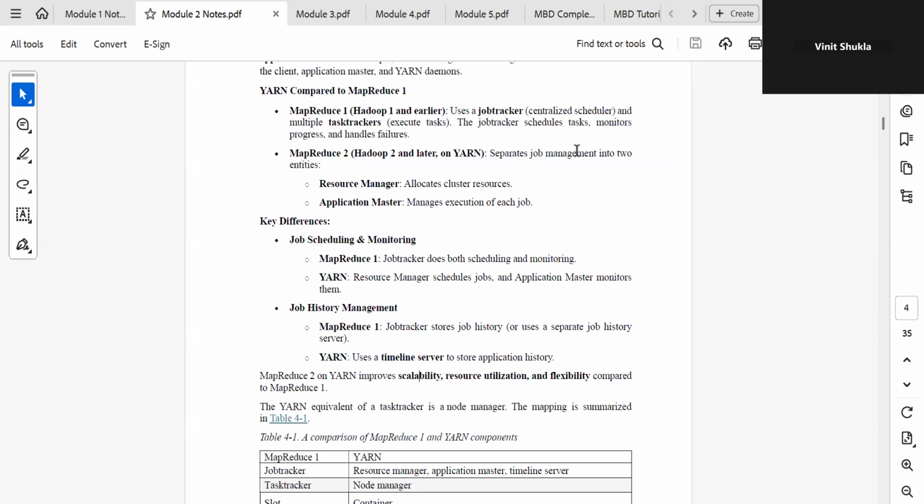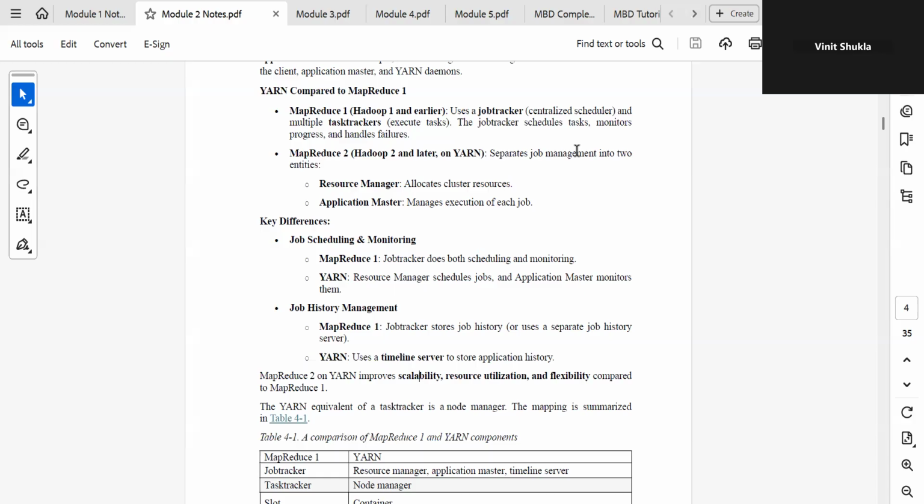MapReduce 1, Hadoop 1 and earlier, uses a job tracker, a centralized scheduler, and multiple task trackers that execute tasks, right? The job tracker schedules tasks, monitors progress and handles failures. MapReduce 2, that is YARN, Hadoop 2, separates job management into two entities: one is the resource manager, another is the node manager or application master. The resource manager allocates the cluster resources and the application master manages the execution of each job.